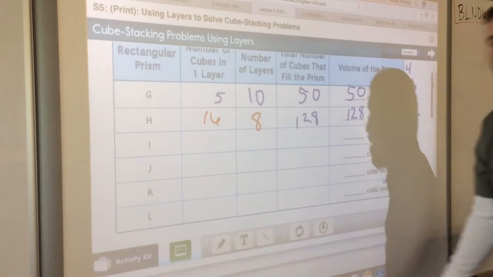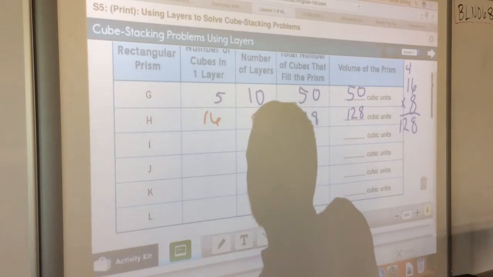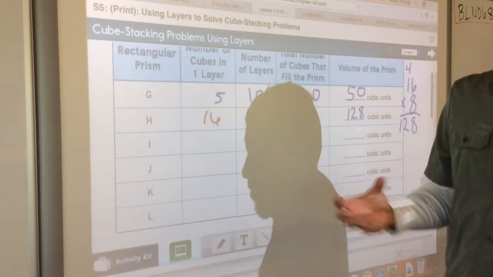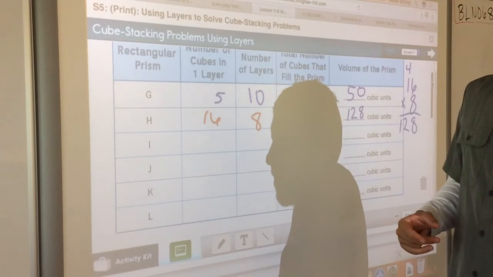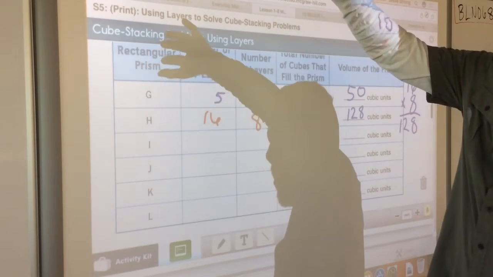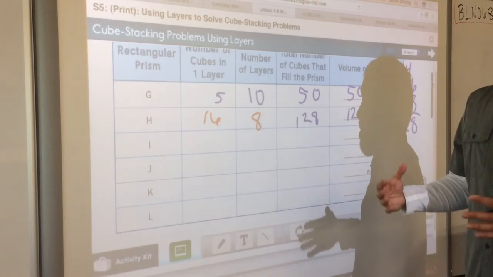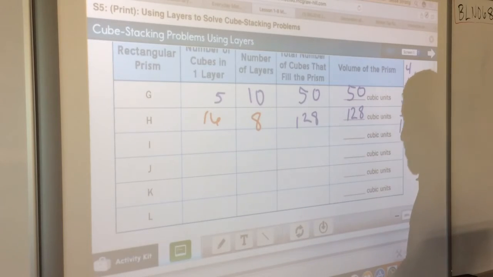So the first two are done for you. You have to do I, J, K, and L on your own. First thing you do, find out how many cubes are on the first layer, which fill the bottom. Okay, you write that here. Then you got to figure out how many layers there are. That's where we count our height. How many measure up for our height? You write that here. You times those. You get the total number of cubes that will go in there, and then you figure out your cubic units using the same number of total cubes.